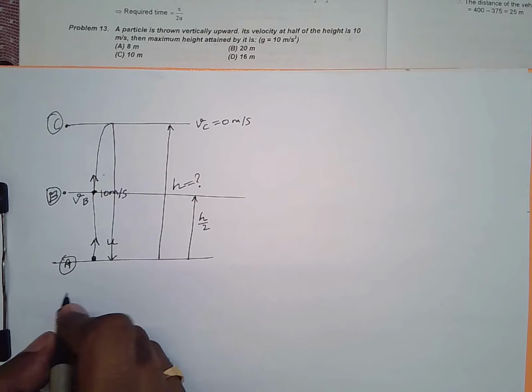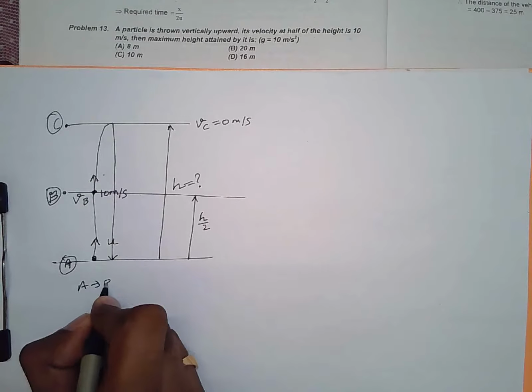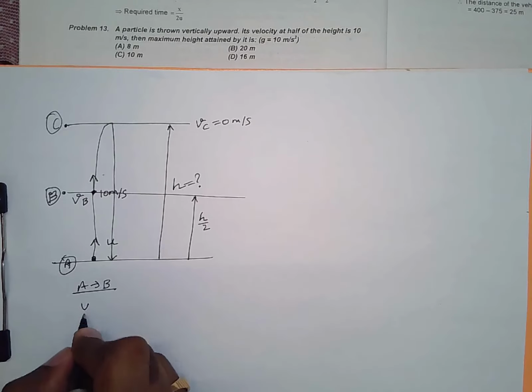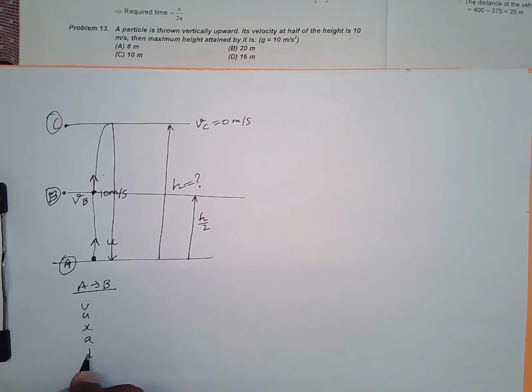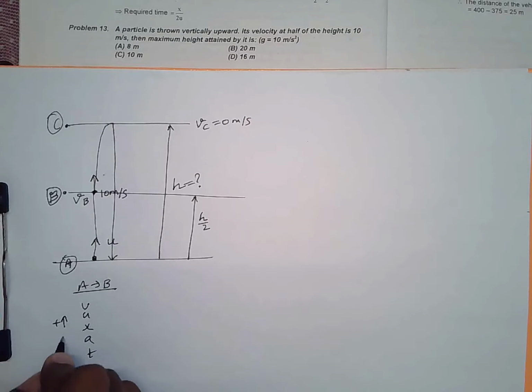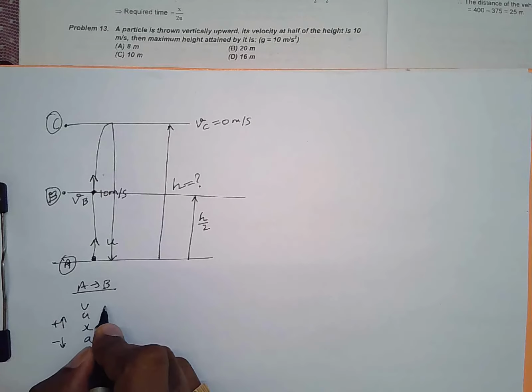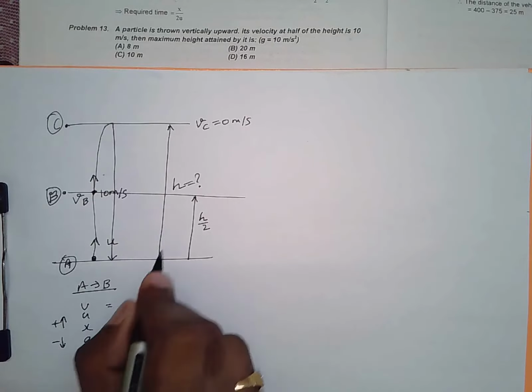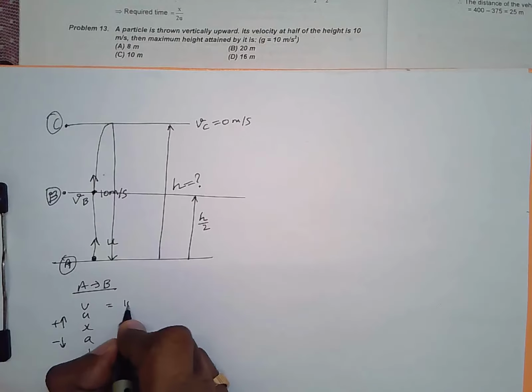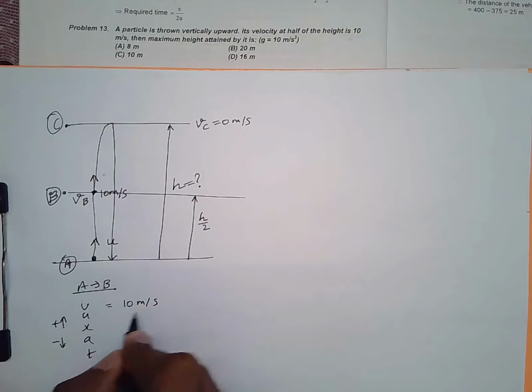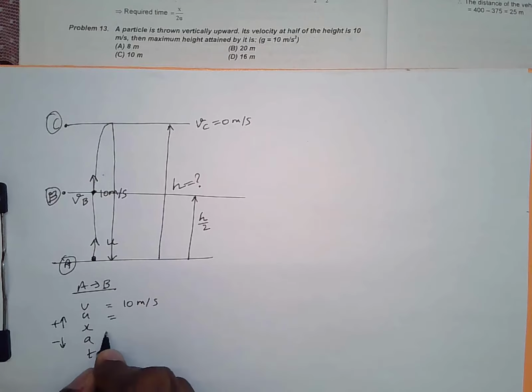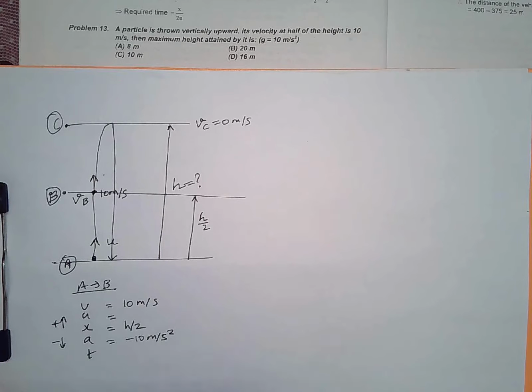Okay, so now let's set up the equation from A to B. Take up as positive, down as negative. So at B the final velocity is 10 meter per second upwards. Initial velocity we don't know. Displacement is upwards, h by 2. Acceleration is downwards, 10 meter per second square, so minus 10 meter per second square. Time we don't know.